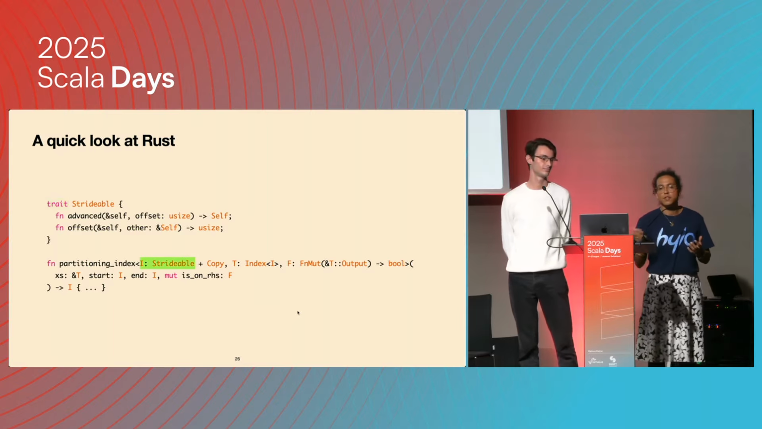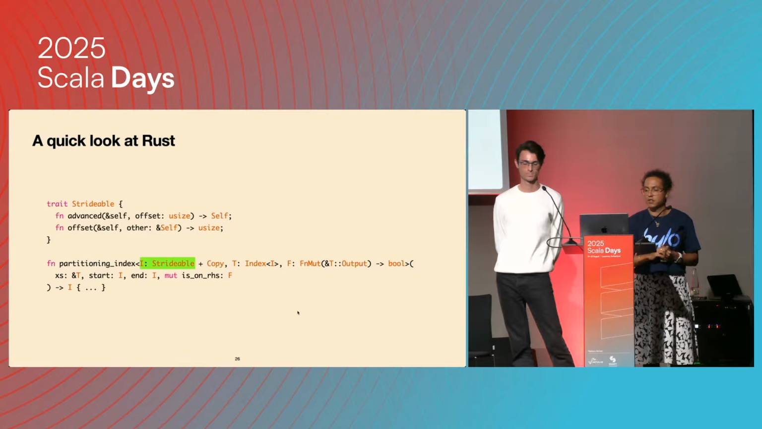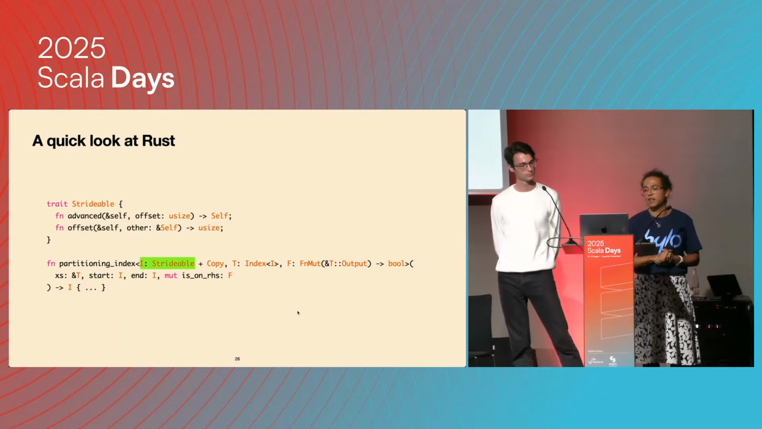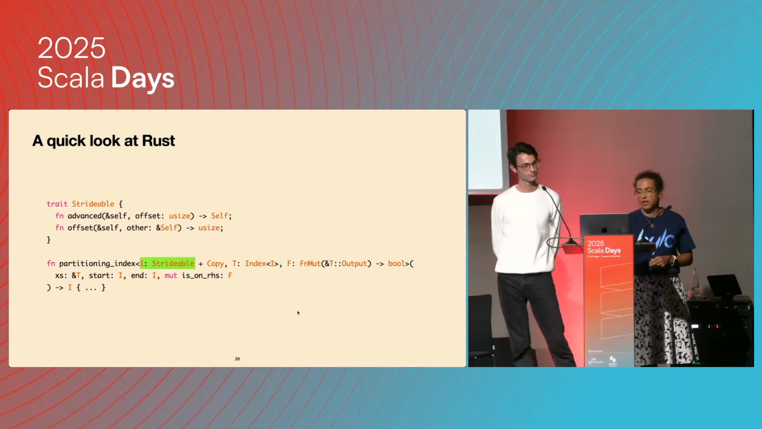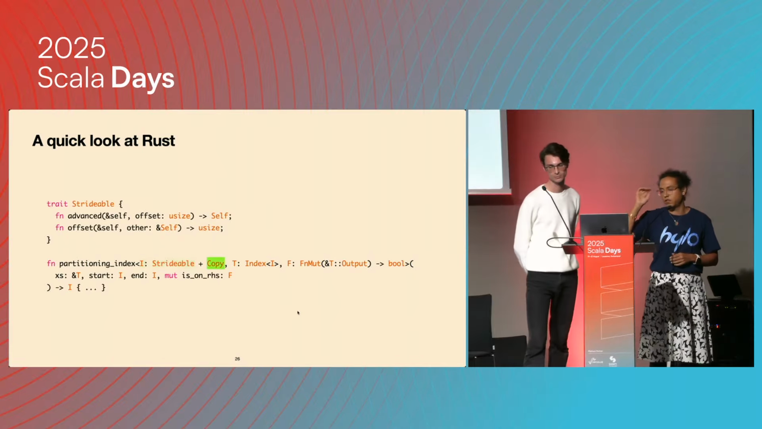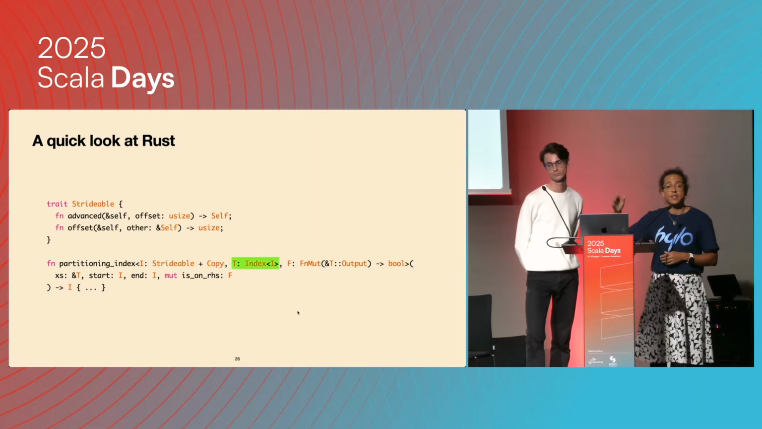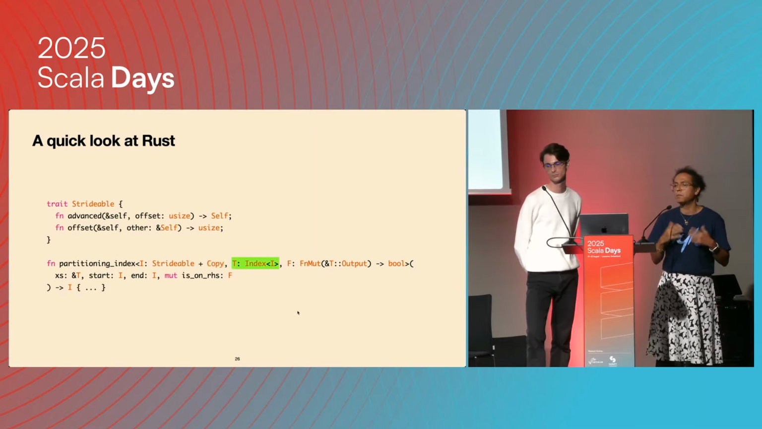Then I can use this as a sort of context bound to require that this type parameter has a type class instance of Stridable. I can also add another context bound for Copy. This is to appease the Rust borrow checker. And I can use this Index thing that comes from the standard library. It's basically describing types having an apply method.